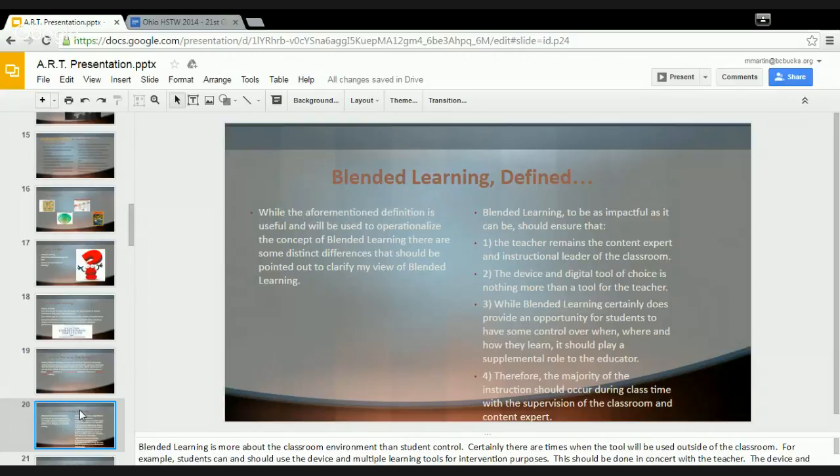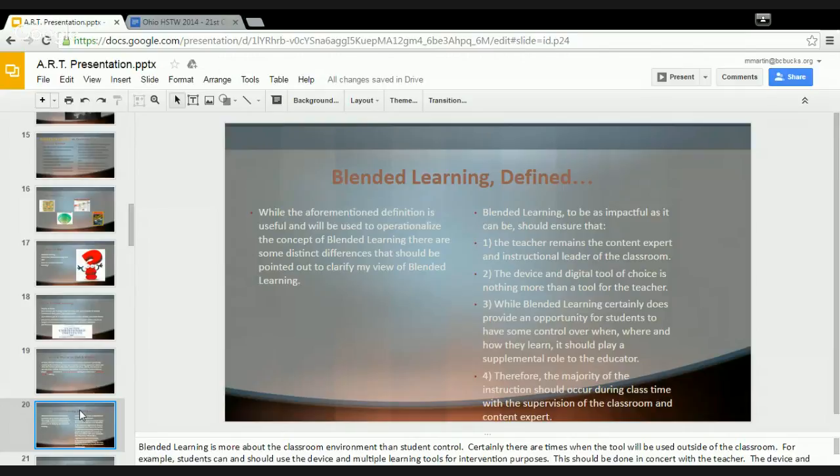And then four, the majority, I believe, of instruction should occur during class time with the supervision of the classroom expert, the content expert, our instructional leader in the classroom, the teacher. That's where the majority of the teaching should take place. Again, this is just my belief. I know it goes away from what some people out there believe, but again, I think I will help prove that point here in the next couple slides.